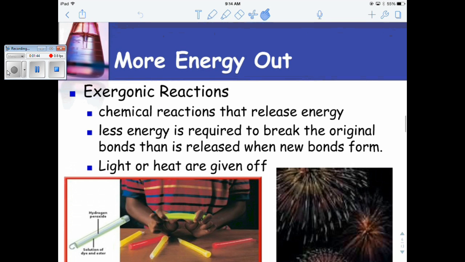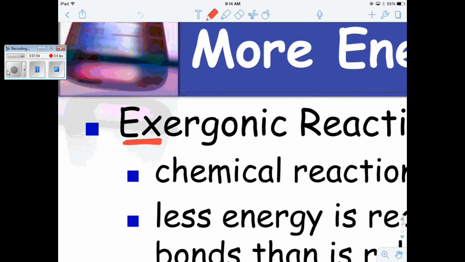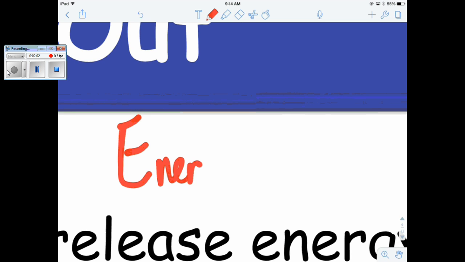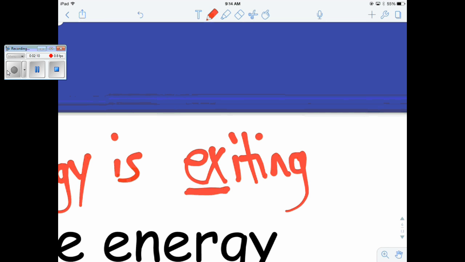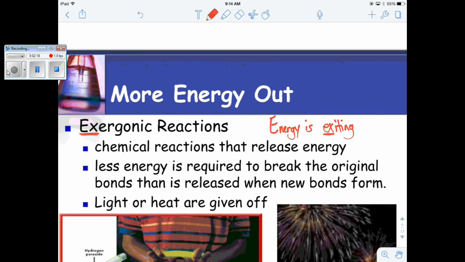There are types of chemical reactions. There's exergonic. When you see exergonic, it's going to be something like exothermic. Think of energy exiting. Think exergonic, exiting. It's leaving. It's being released into the surrounding environment. So an exergonic reaction is when energy is exiting.